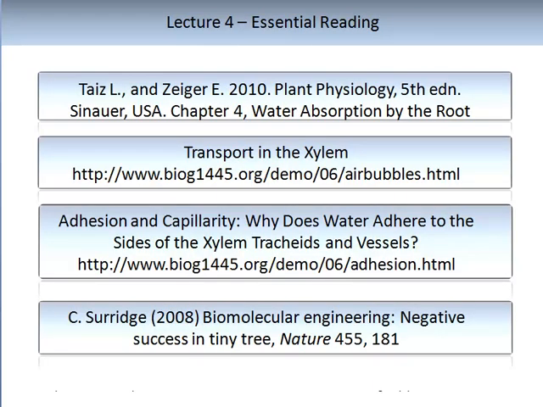There are 4 articles of essential reading associated with this lecture and topic. The Taiz and Zeiger, Chapter 4, the section on water absorption by the root. Please read all the way through this section until you get to the section on leaf and stomata diffusion to the atmosphere. Please insert your notes here.